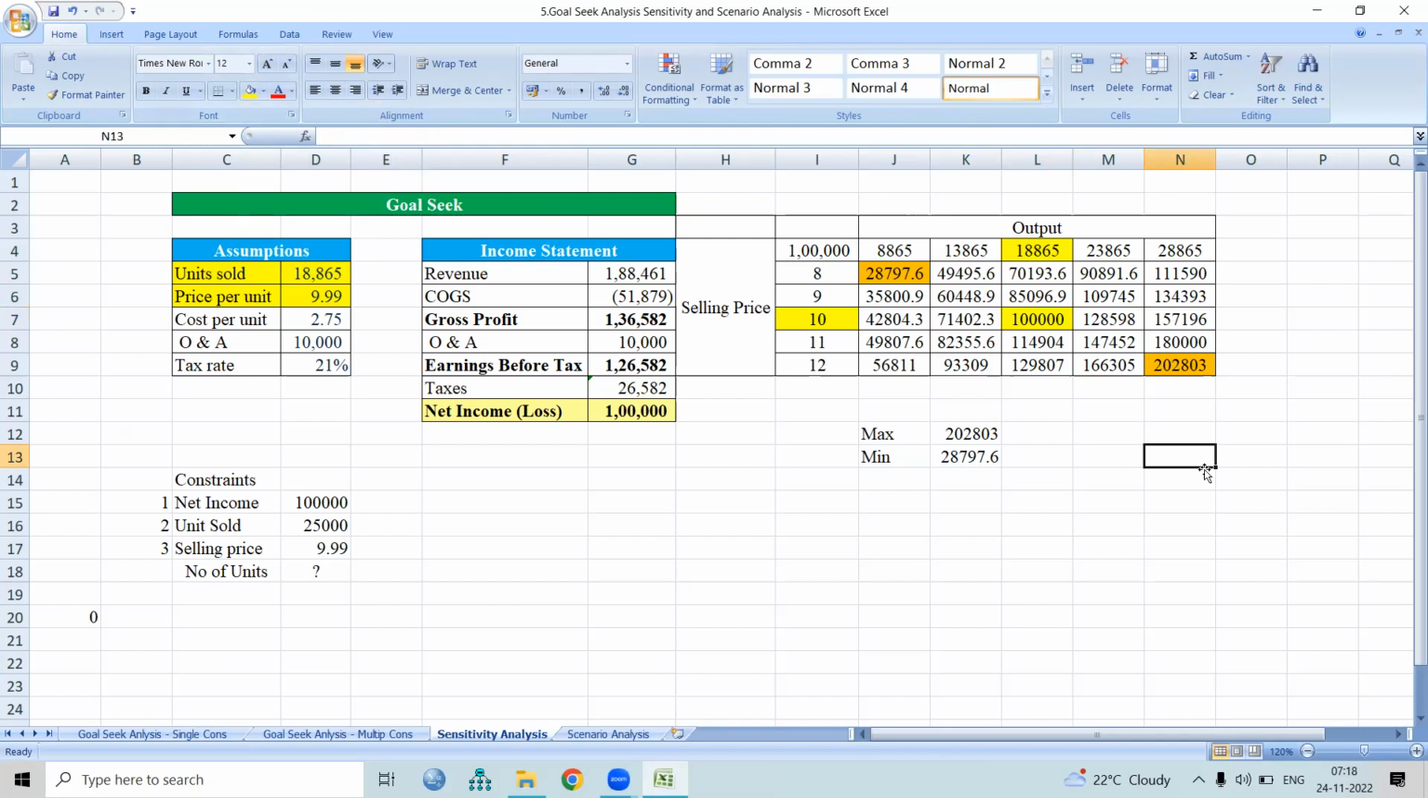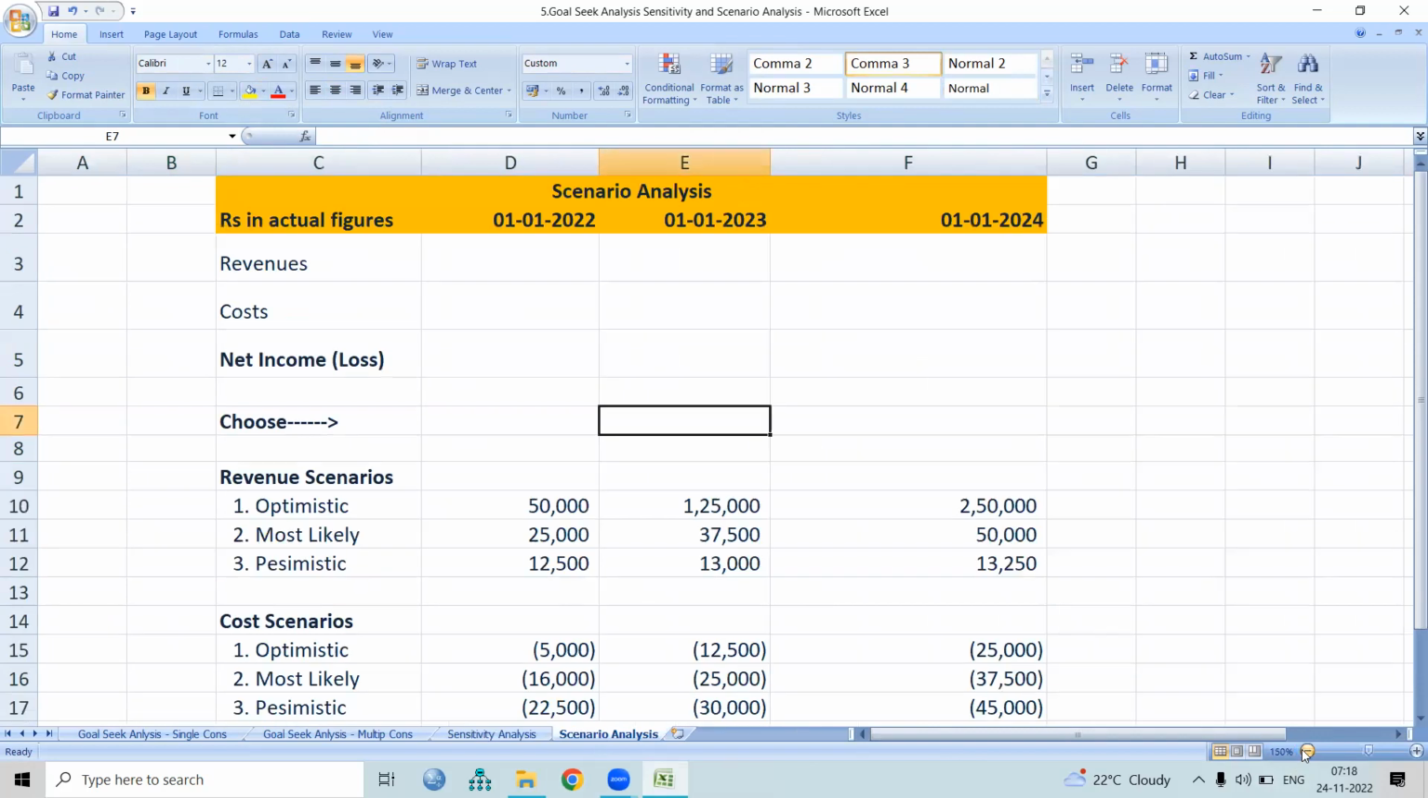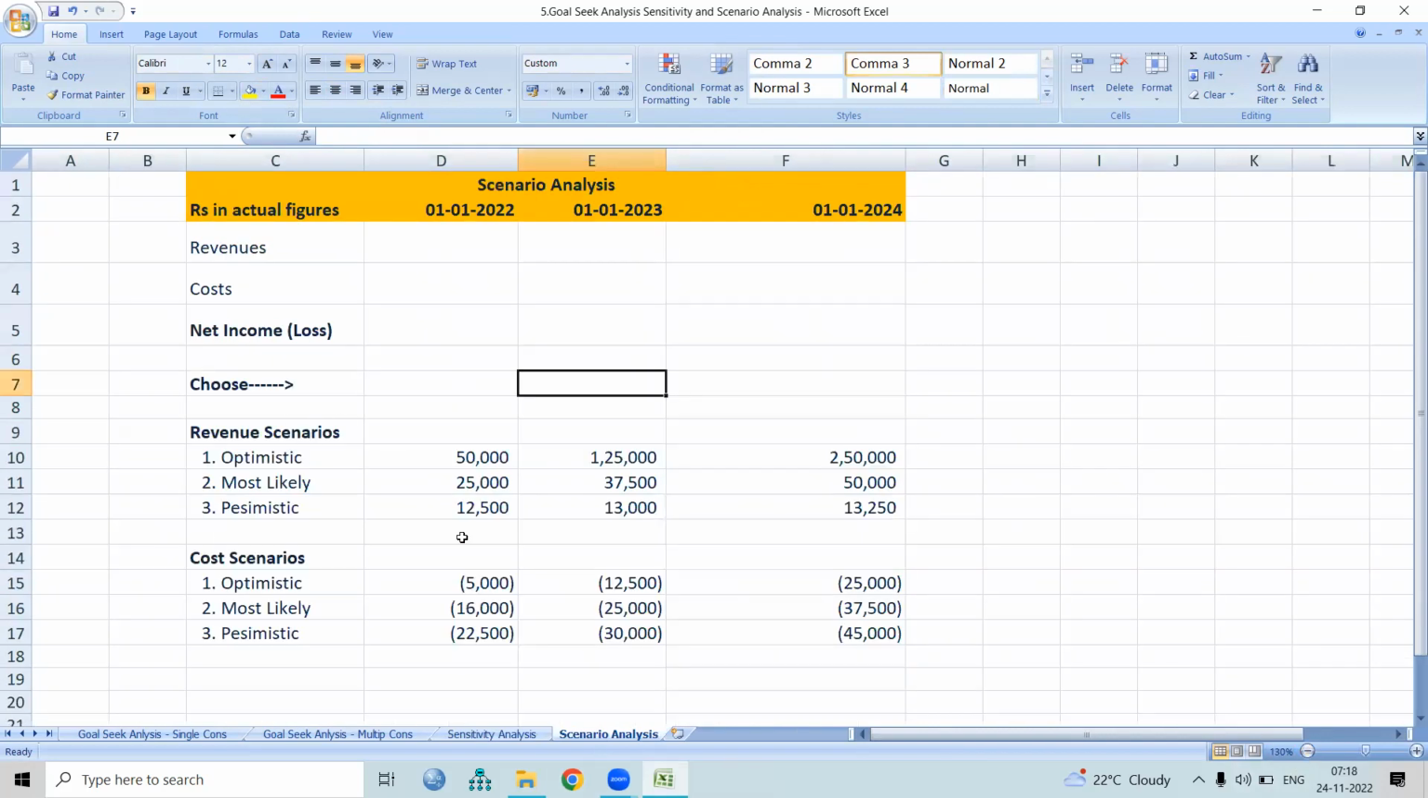So let us save this file. Let's go to the last case, sensitivity analysis. What is the scenario analysis? Given different scenarios, how do you predict the financial parameters?